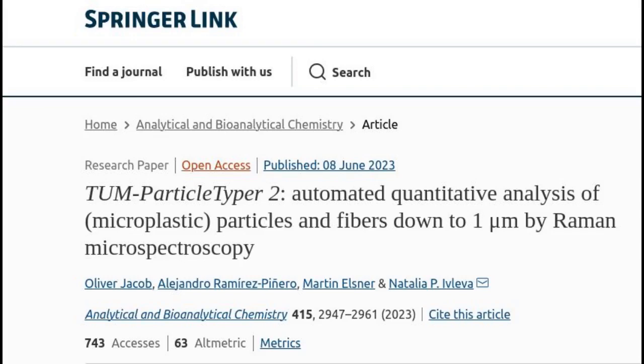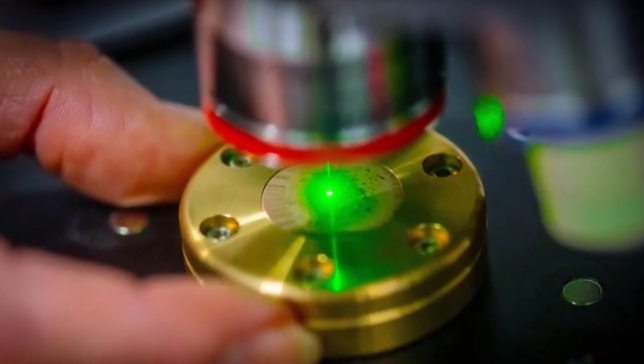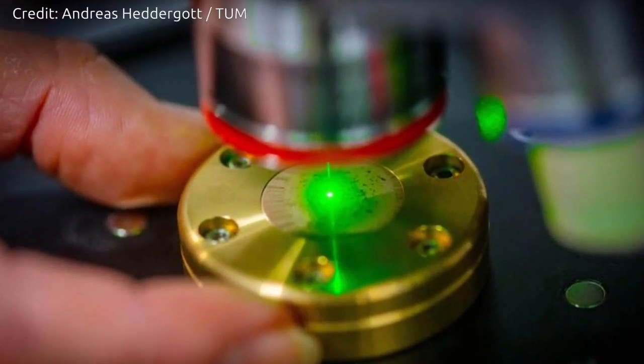Researchers at the Technical University of Munich (TUM) have developed an automated analysis method for the identification and quantification of microplastics particles in the environment, in our drinking water or in foods. Microplastics are everywhere in the environment. The tiny particles with diameters of less than 5 millimeters can absorb and transport contaminants and toxins.